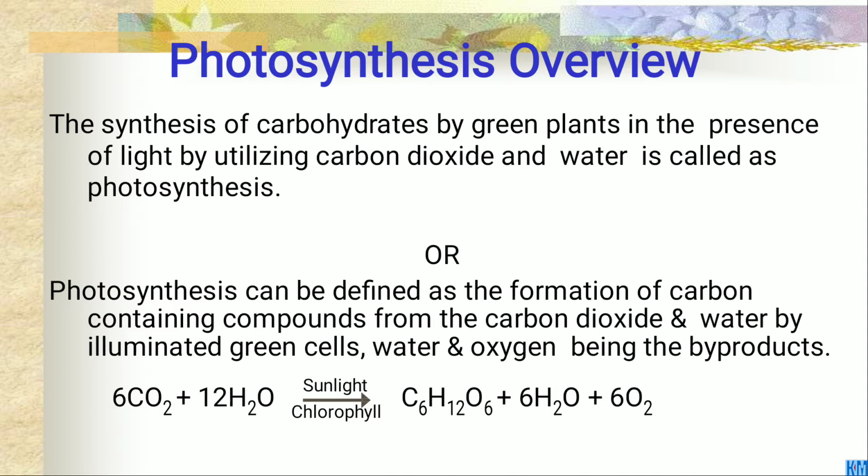Now, this is the simplest reaction of photosynthesis. The reaction has 6 CO2 plus 12 H2O, which gives glucose C6H12O6 plus 6 H2O plus 6 O2. This happens in the presence of sunlight and chlorophyll.